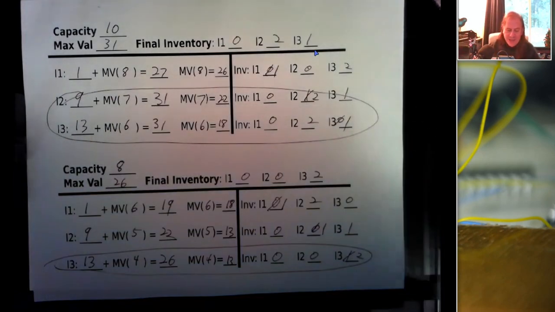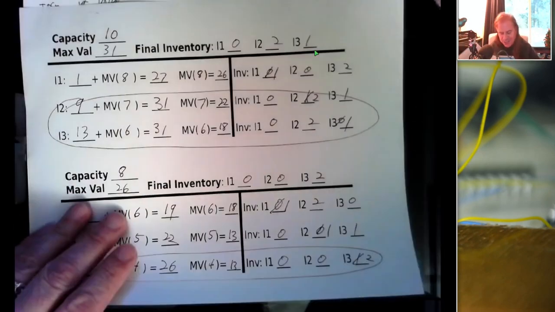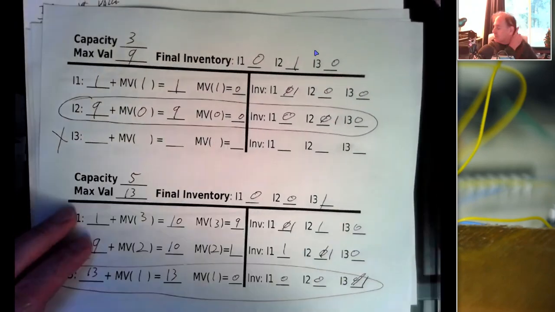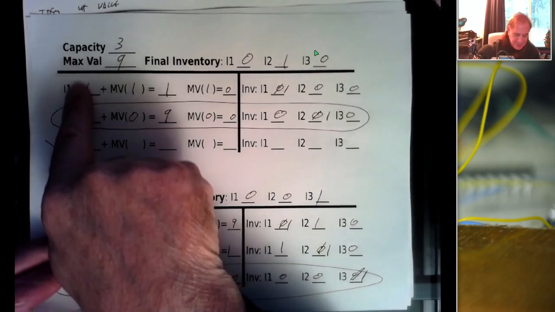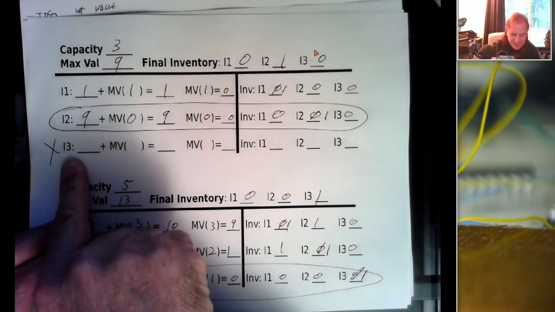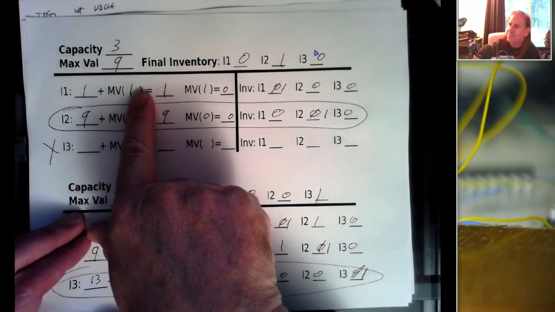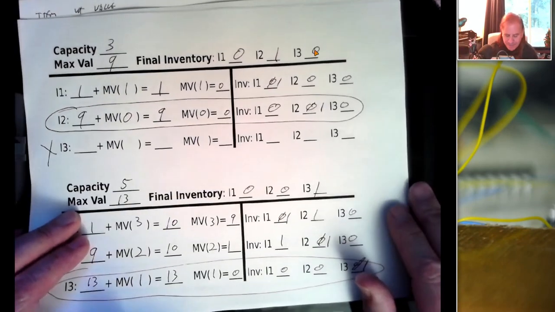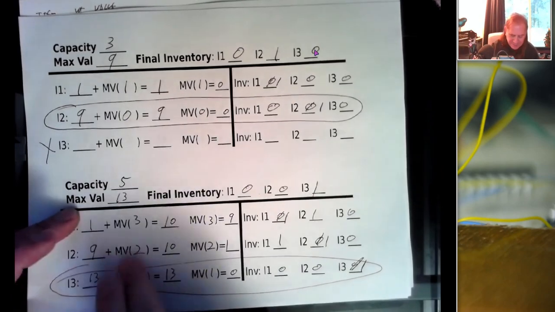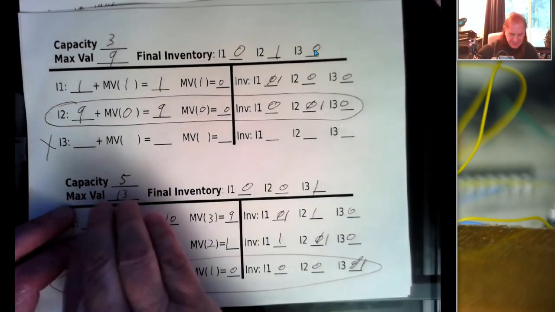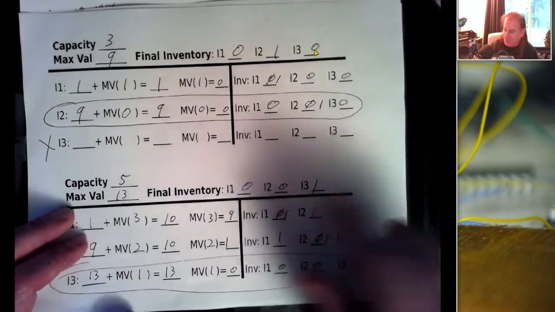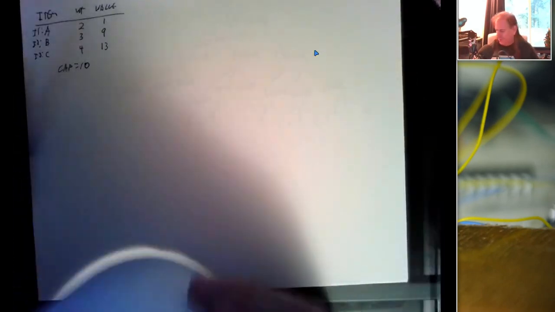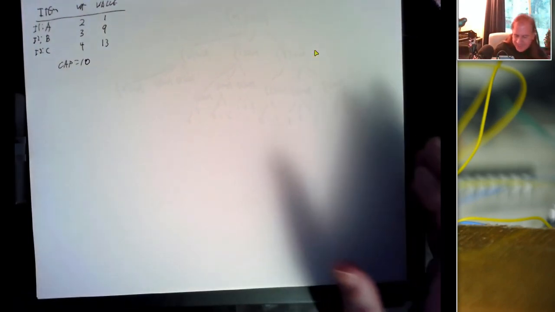All right, this was a lot of work for us to do by hand. This is child's play for a computer, of course. It's a simple for loop. Iterate across each of your items, and for each item, add its value plus the maximum value of your bag with the capacity reduced by the weight of that item, and then pick the largest of those calculations. That's your maximum value, and just keep track of your inventory. All right, so that's the knapsack problem.